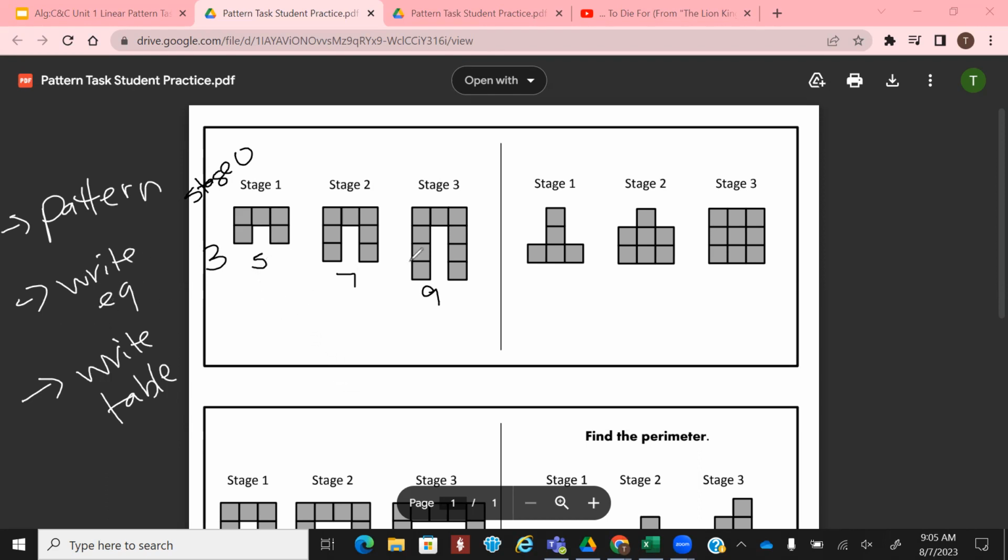So now we're going to write the equation, right? So you told me that we're going up by two. So that means that we're going to have a slope of two. And then what was our initial amount? What was our stage zero? So we're going to say plus three.